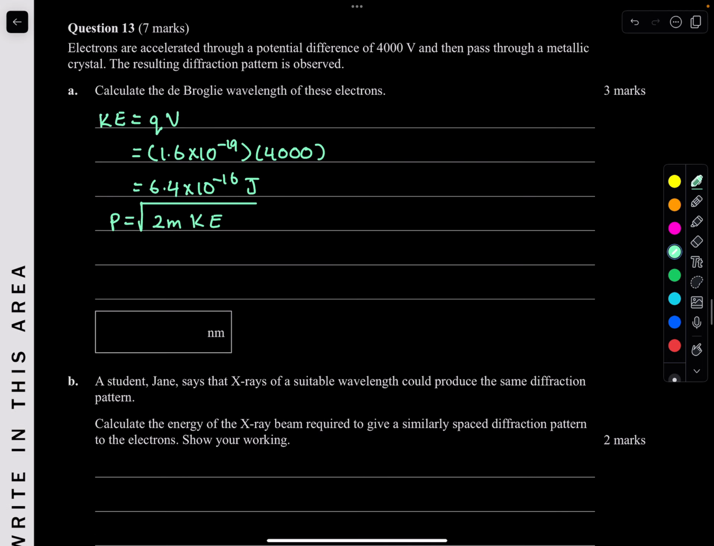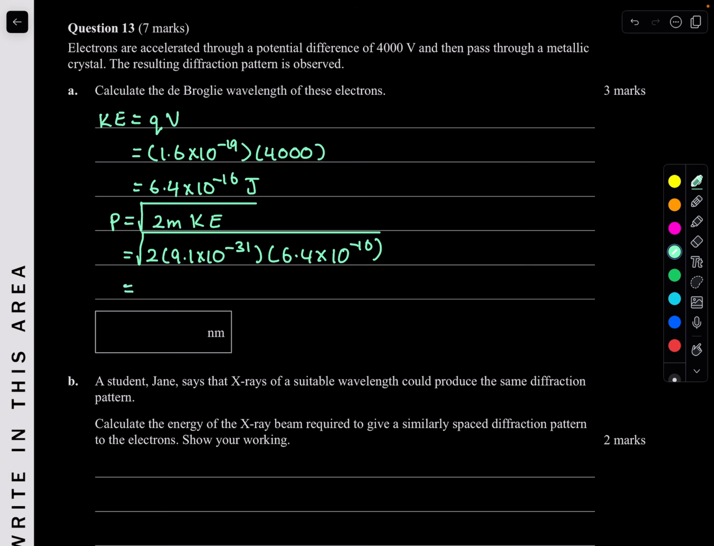So that's going to be 2 times the mass of an electron, 9.1 times 10 to the negative 31, times the kinetic energy, 6.4 times 10 to the negative 16. Square root of 2 times 9.1 times 10 to the negative 31 times the answer. We get a momentum of 3.4129 times 10 to the negative 23 kilogram meters per second. So that's our momentum.